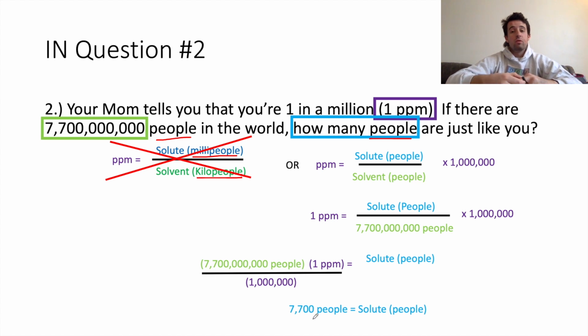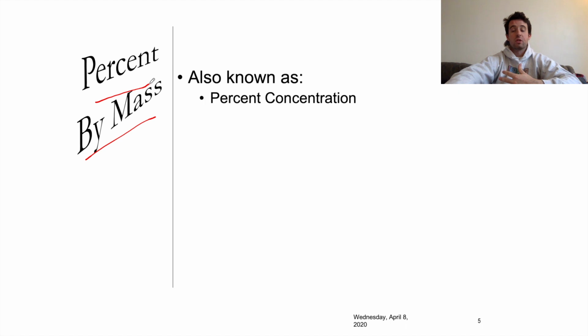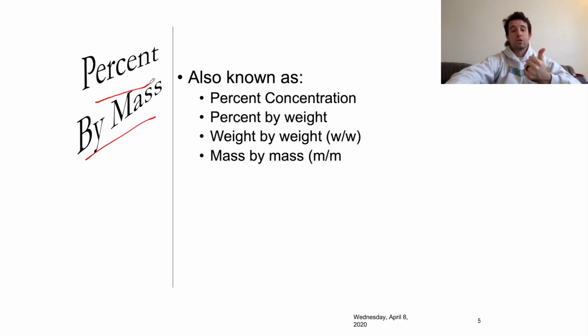So that's a quick review of parts per million. Hopefully you got these problems right. If not, hopefully now you see how to get these problems right. Let's move into percent by mass. This should be kind of quick here. Percent by mass is very straightforward. Honestly, the most confusing thing about it is all the other names it can be called. Percent by mass could be called percent concentration, percent by weight, weight by weight, or mass by mass. And then it could also have those abbreviations W/W, M/M. These are 5 different ways to say the same thing. They all say percent by mass.